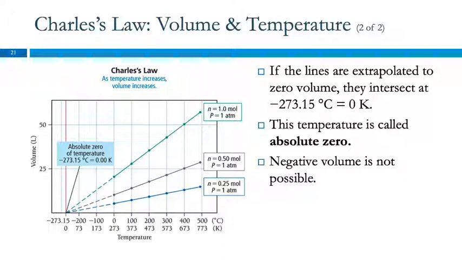So it looks like that's the lowest possible temperature there could be. And you can do this with other pressures, other amounts of gas, and they're all going to intercept at minus 273.15 degrees Celsius. So that's what we call absolute zero, and that's the basis of the Kelvin scale. So they said, well, let's just make that 0 and go up from there. So that's when there's absolutely no movement.